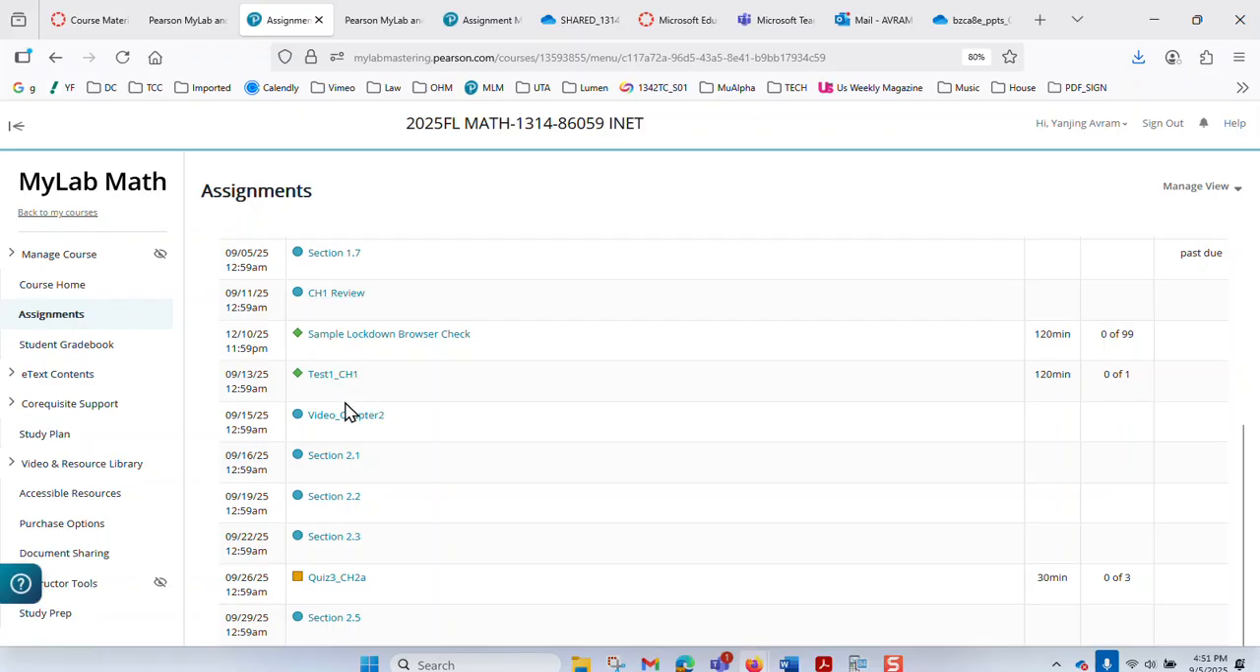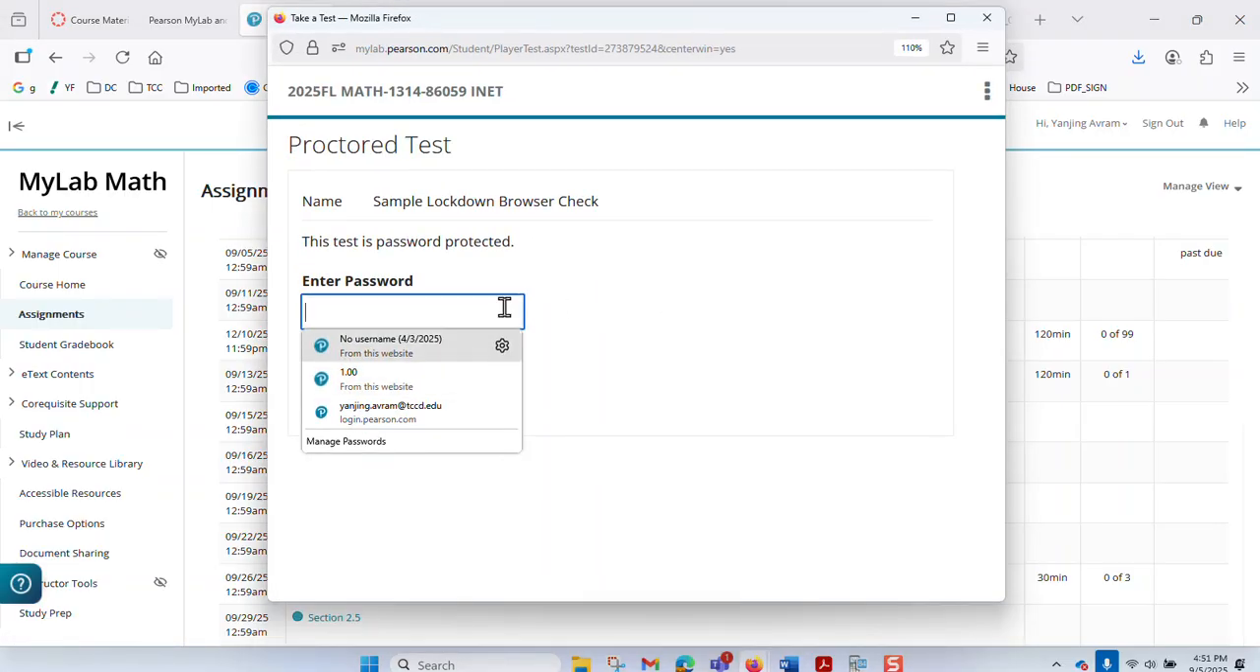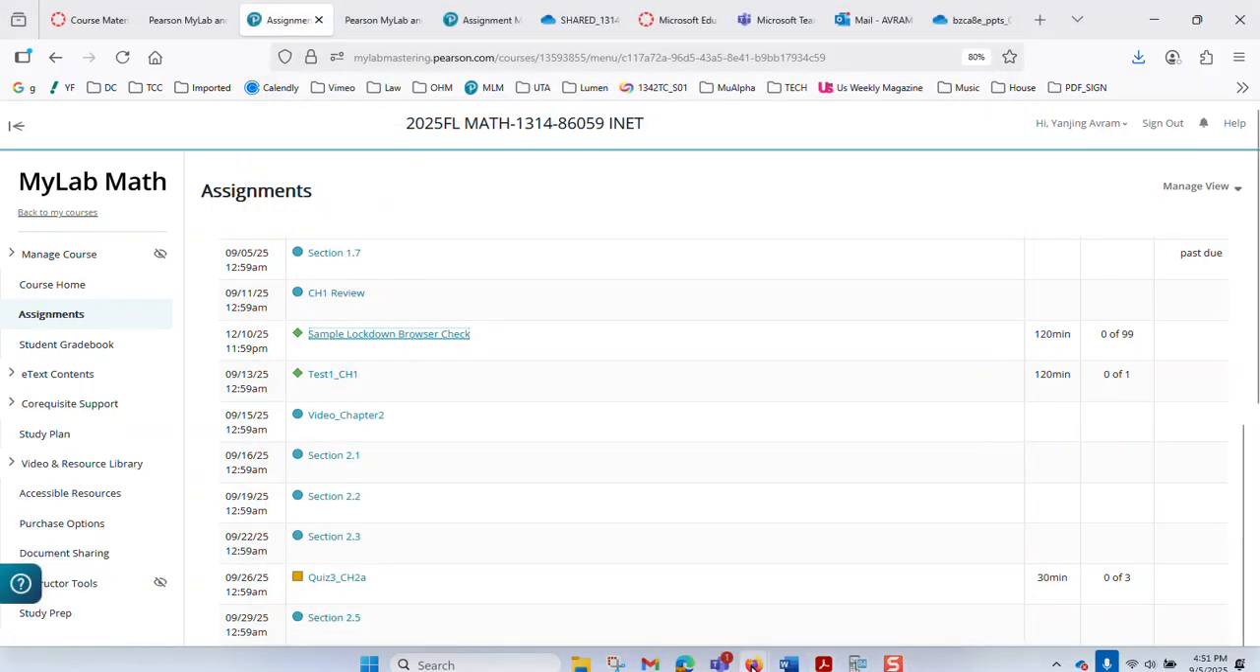Okay, test 1 here, you will require the Lockdown Browser. So before you open test 1, I want you to go ahead and test your Lockdown Browser. This one you have a lot of tries, right? So test the Lockdown Browser way earlier, before test 1, so you can see if your computer is set up for that. Okay, so you can do a little bit of testing. The password here is, okay, let me type in a password for you.